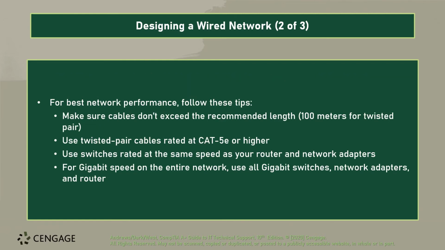For best performance, follow the rule about length. So for twisted pair, 100 meters. Try and use Cat5e or better, simply because standard Cat5 really doesn't get sold anymore. For switches rated at the same speed as your router or network adapters, you are going to get the best performance. If you have equipment that is not balanced in this way, you'll get what's called bottlenecking.